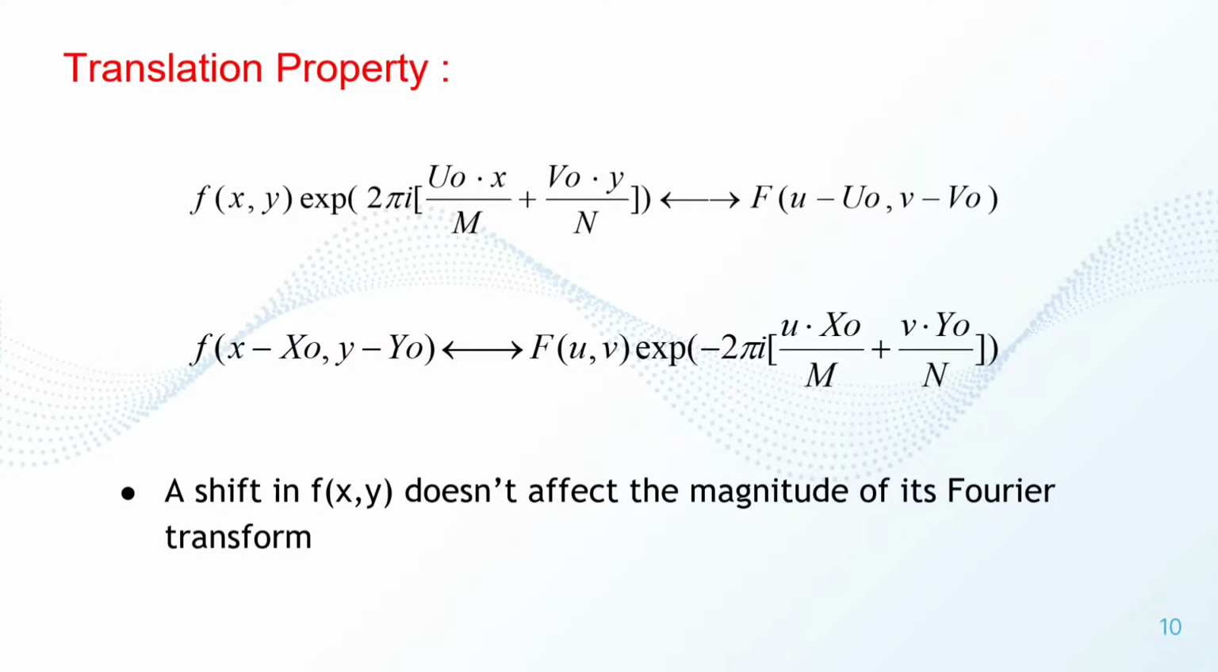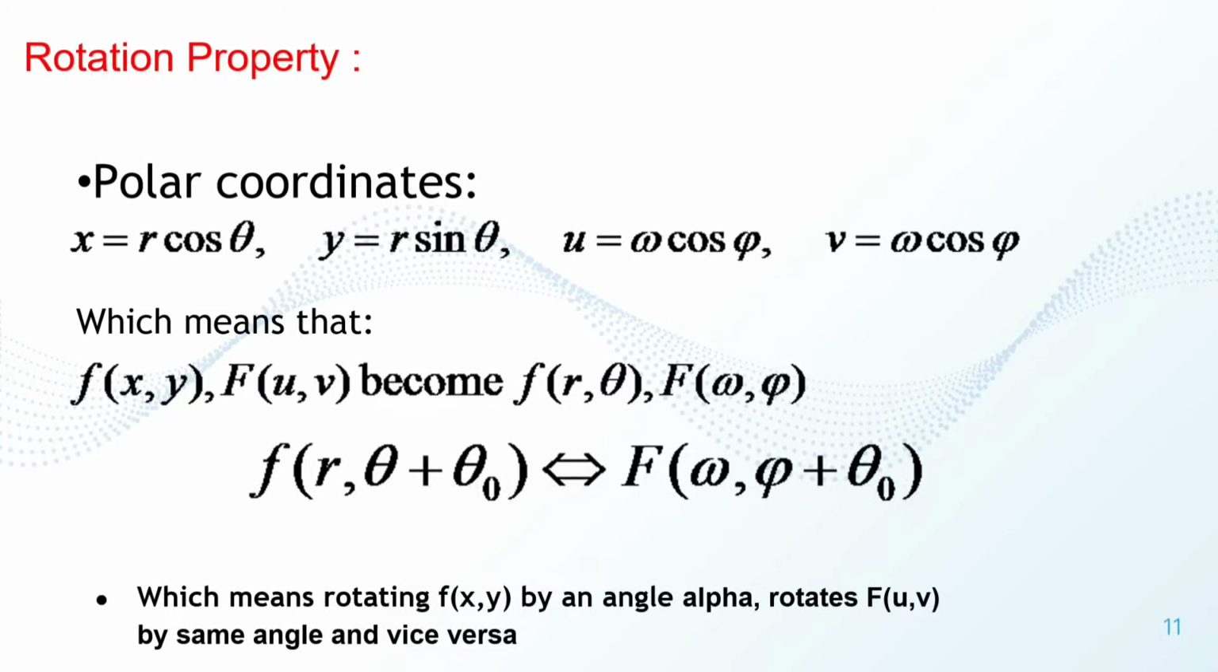two-dimensional discrete Fourier transform. First, the translation property. Multiplying the function f of xy by the indicated exponential term and taking the transform of the product results in a shift of the origin of the frequency plane to the point u0, v0 and vice versa for the spatial domain. This is called origin shifting. A shift in f of xy does not affect the magnitude of its Fourier transform. Coming to the second property, rotation property, this explains that if we rotate f of xy by an angle alpha, the F of uv also rotates by the same angle and vice versa.